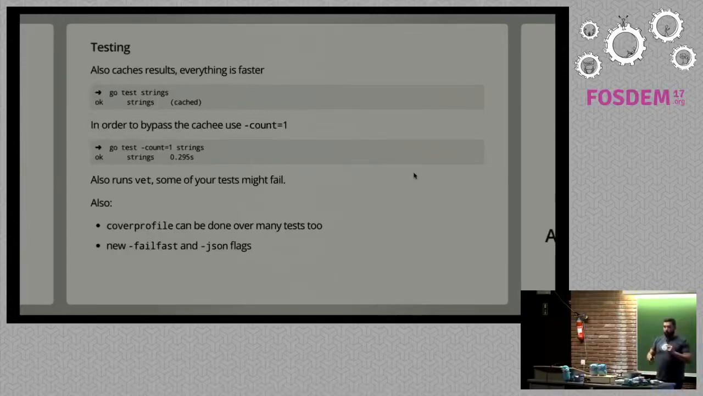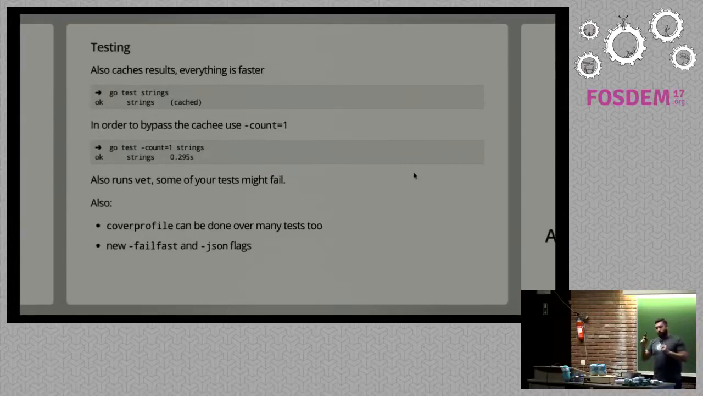Also, we added vet. So when you do go test, if you have something that, for instance, is a printf with a format that has more parameters than the parameters you're passing, your test will fail, which is new, which means that some tests will fail because your code was wrong. So that's not breaking Go 1 compatibility.